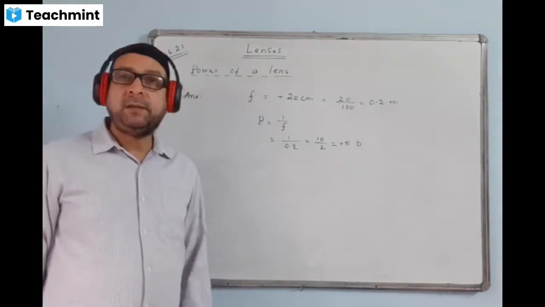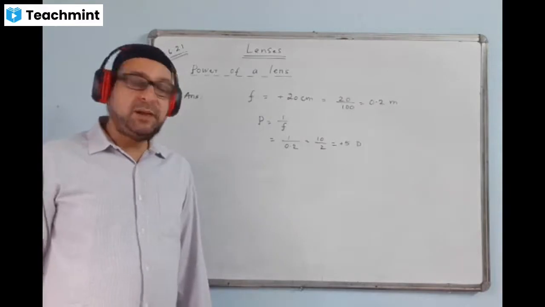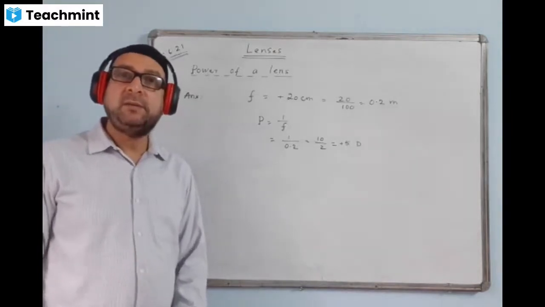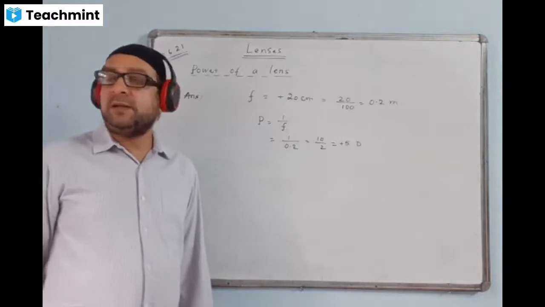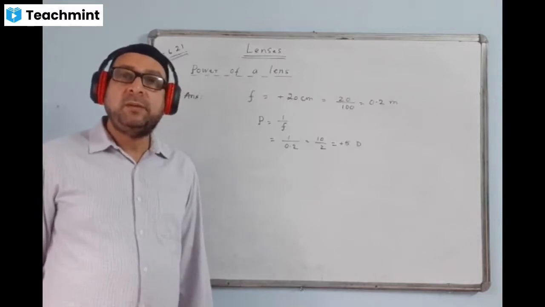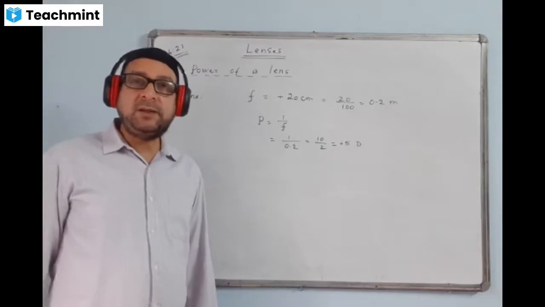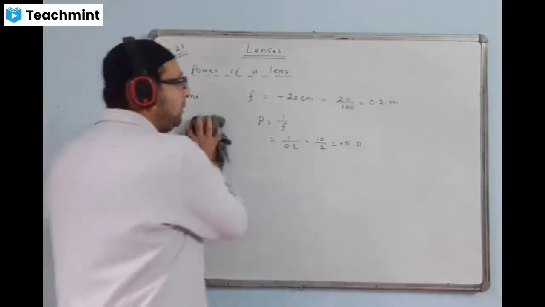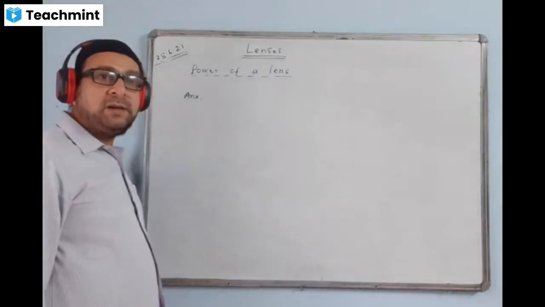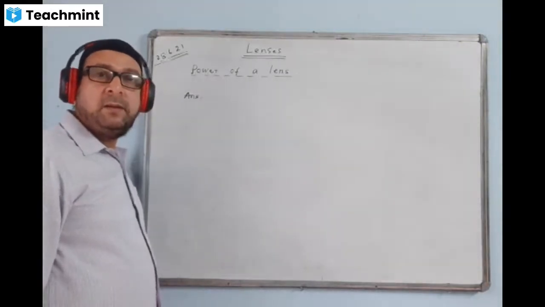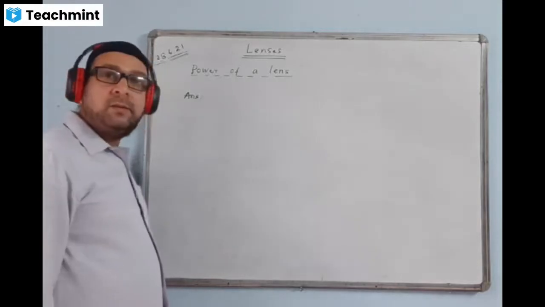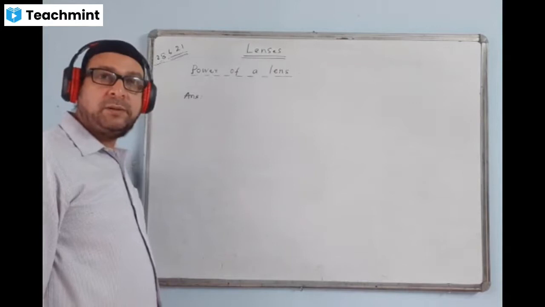Now the next question. The power of a concave lens is minus 4D. Full stop. What is its focal length?